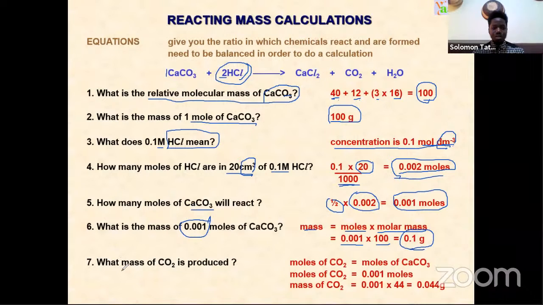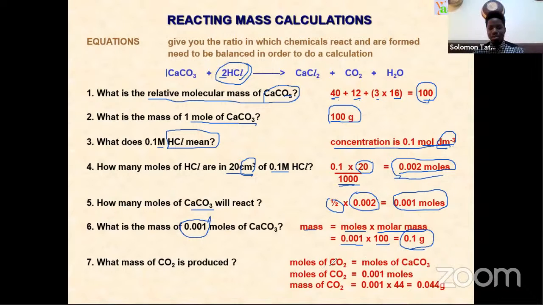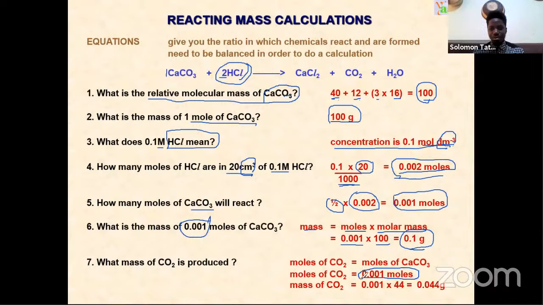If you're tasked to find the mass of carbon dioxide that is produced, again here, you can equate the moles of carbon dioxide to be equal to the moles of calcium carbonate that reacted. Therefore, the moles of carbon dioxide that was produced are the same as the moles of calcium carbonate, which we found in the 5th step using the mole ratio.